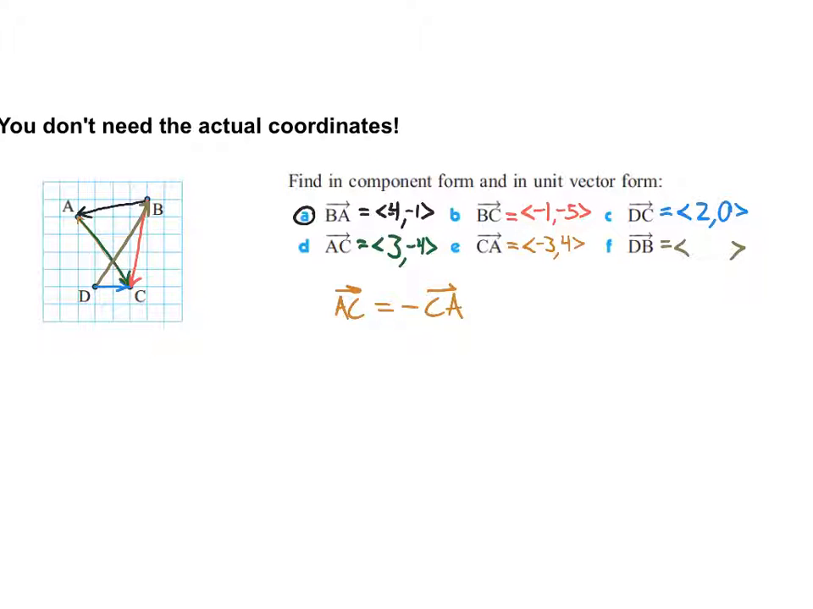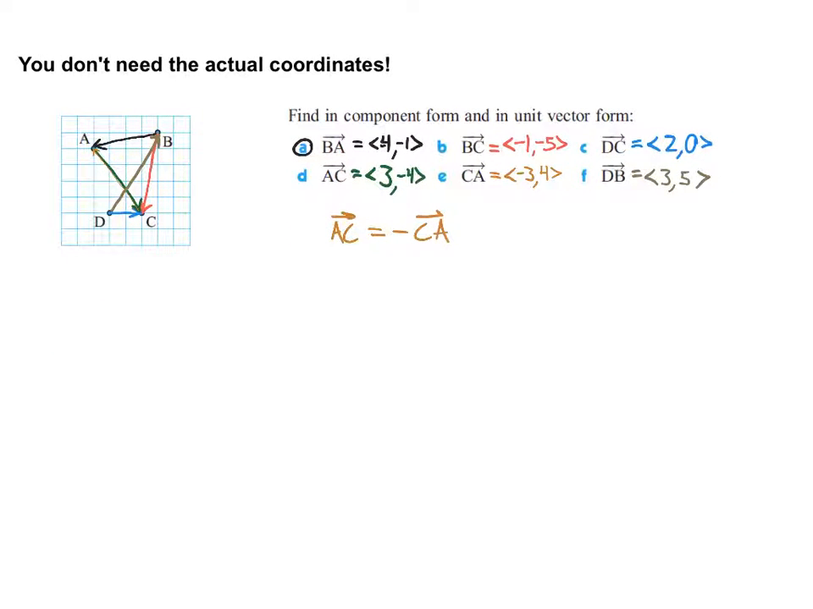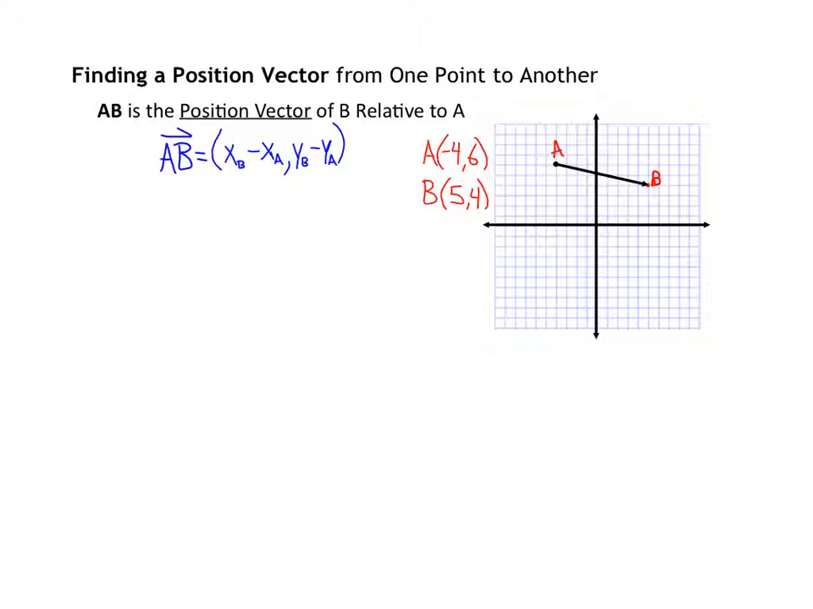Plus 3 and 1, 2, 3, 4, 5. Good. Okay? So that's what's cool about this. You don't need coordinates. As long as you have some kind of a grid or some kind of a unit of measure that you can use to work with these, okay?